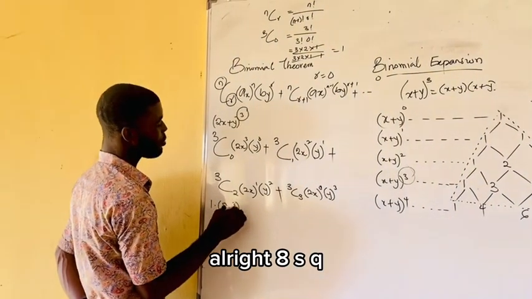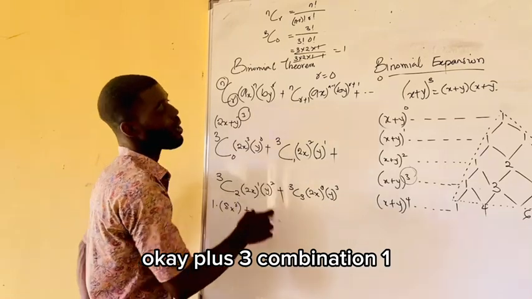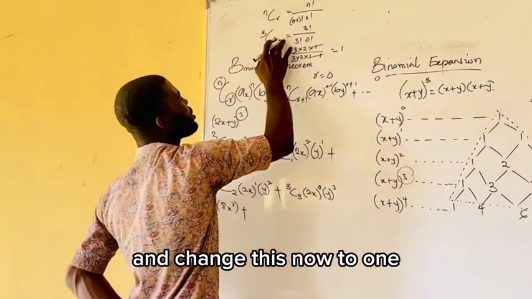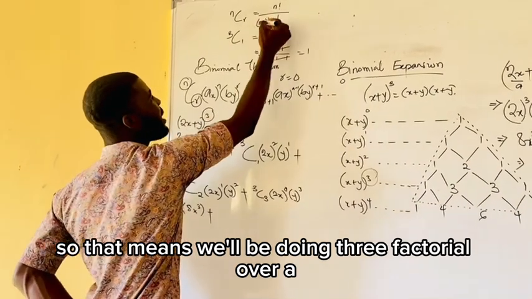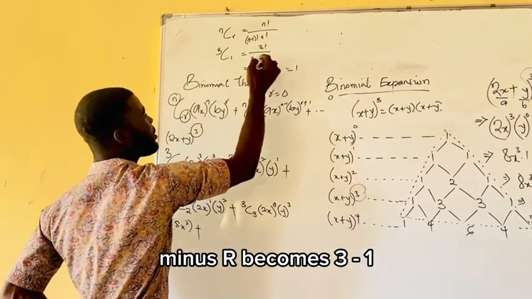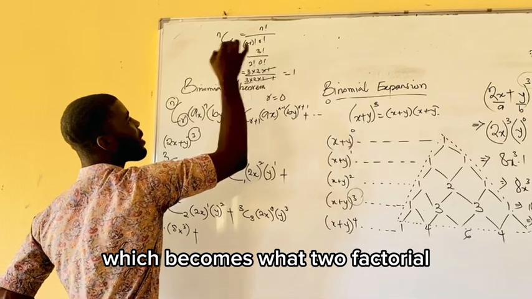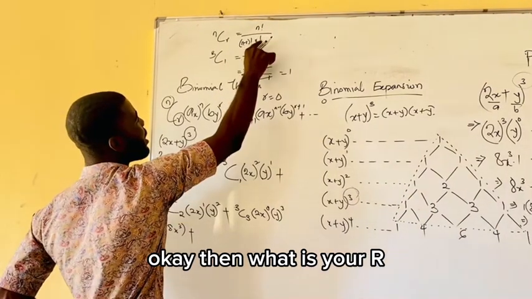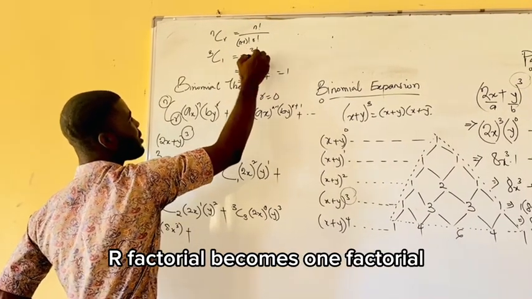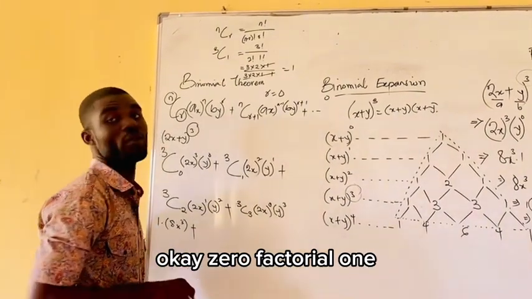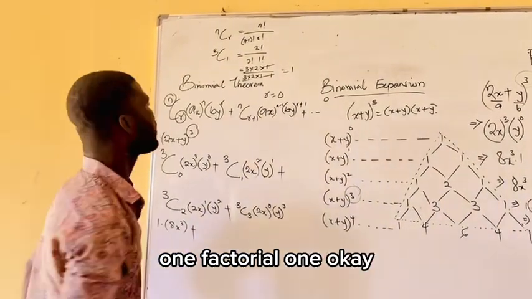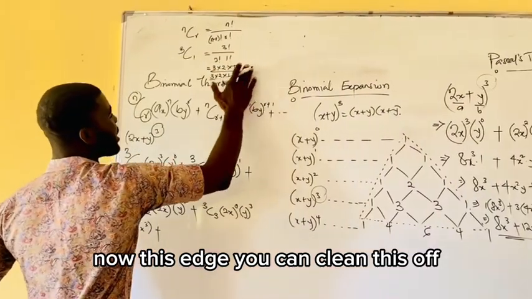Alright? 8x cubed, okay, plus 3 combination 1. Now let's go back to our combination and change this now to 1. So that means we'll be doing 3 factorial over n minus r becomes 3 minus 1, which becomes what? 2 factorial. Okay? Then what is your r? R factorial becomes 1 factorial. Now 1 factorial is still 1. Okay? 0 factorial is 1. 1 factorial is 1. Okay? Now this edge, we can clean this off.